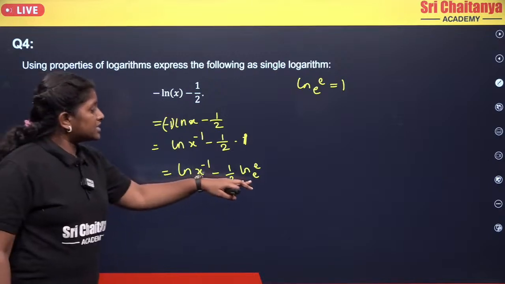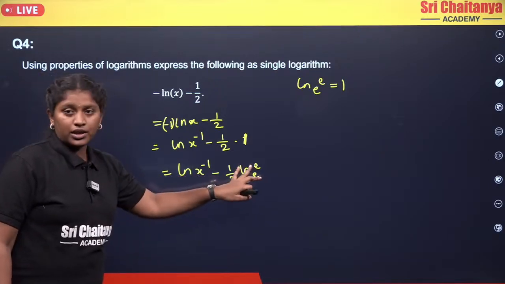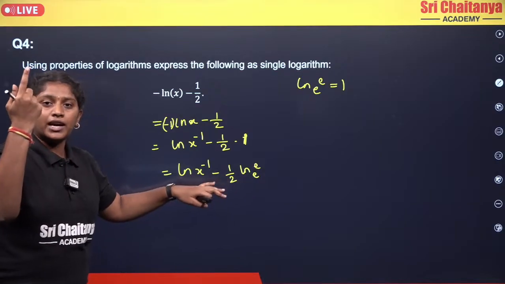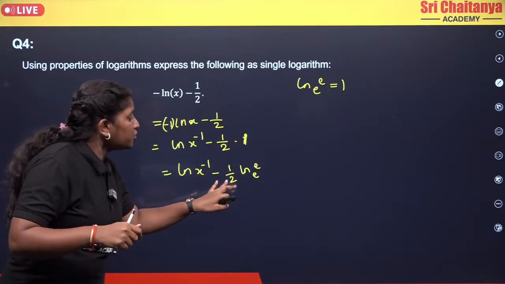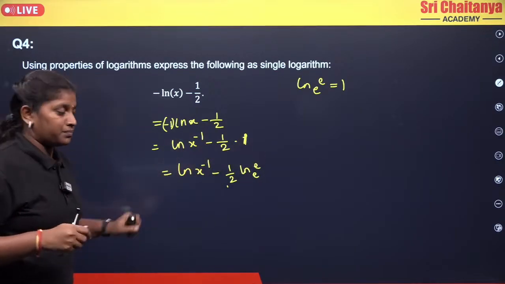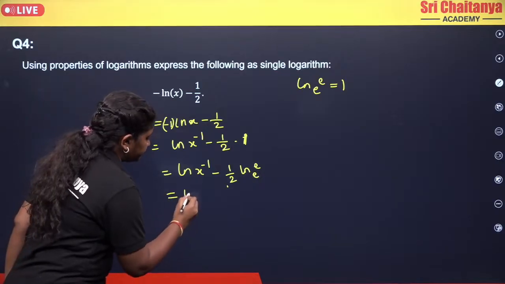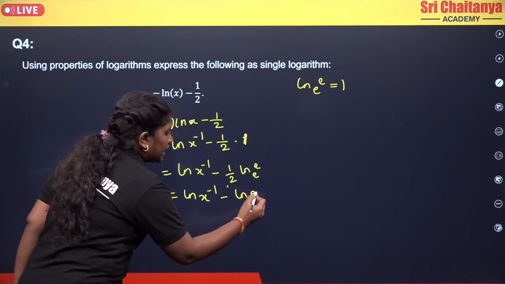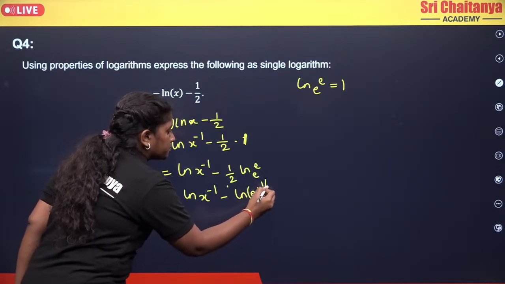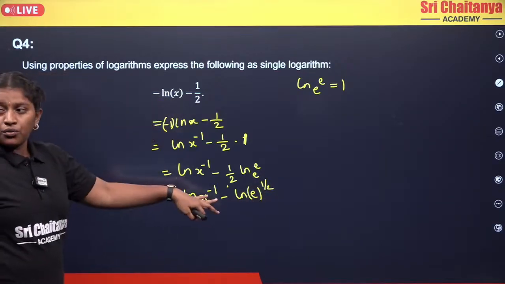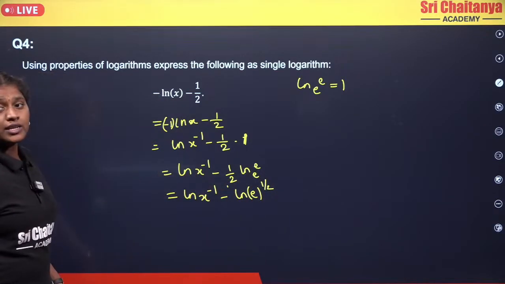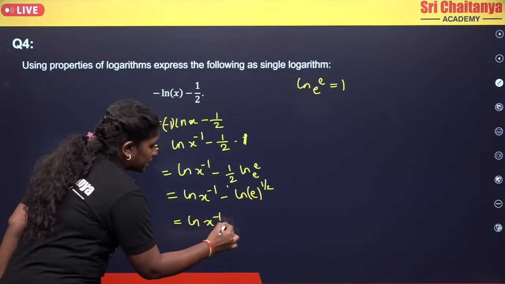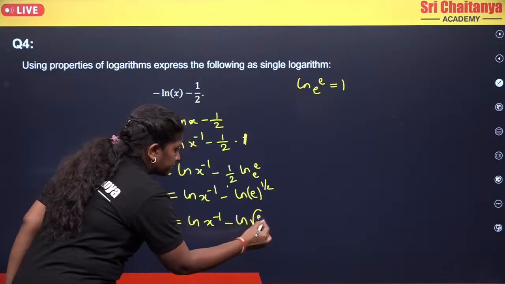Once again, if you check the second term, we are having x log a. So x log a once again can be written as log a to the power x. Now whatever the 1 by 2 we are having, that comes to the power. So that becomes your ln x to the power minus 1 minus ln e to the power 1 by 2. Okay. So now e to the power 1 by 2, you can take it as your root e. So that becomes ln x to the power minus 1 minus ln root e.